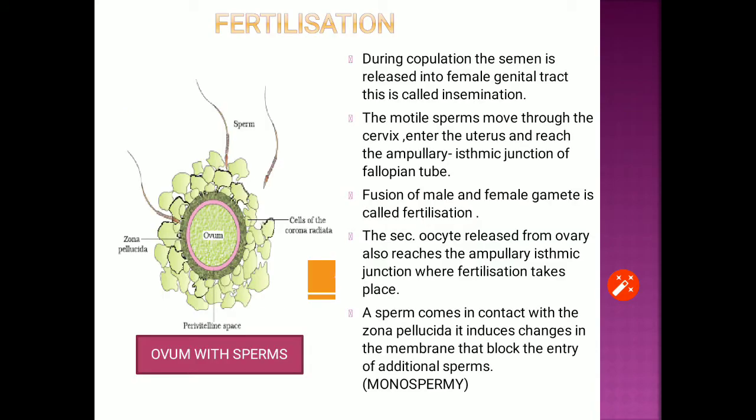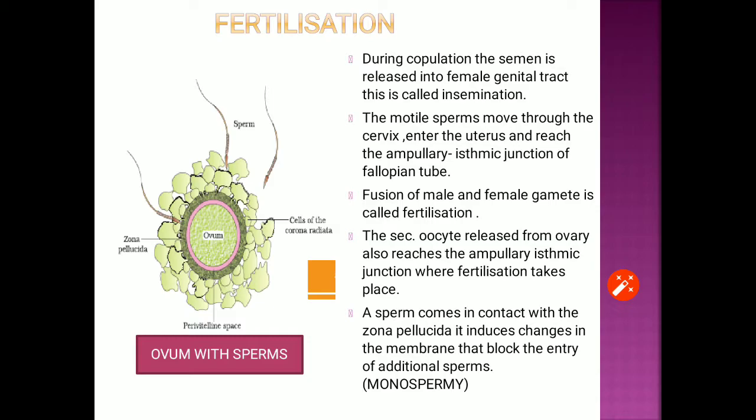Now the first topic for the session is fertilization. During copulation, the semen is released into the female genital tract. This is called insemination. The motile sperms move through the cervix, enter the uterus and reach the ampullary isthmic junction of the fallopian tube. The fallopian tube is also termed the oviduct.